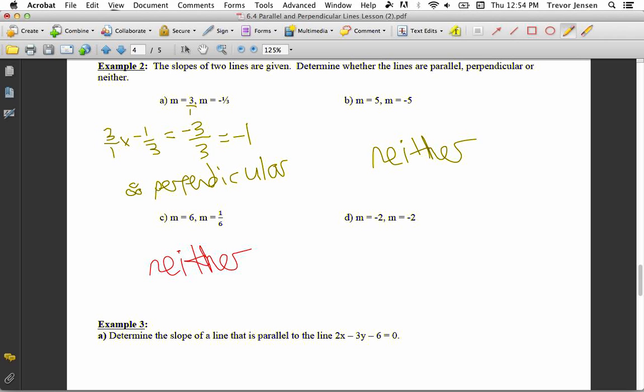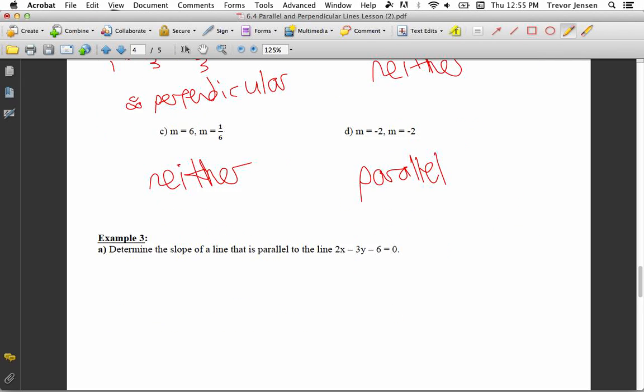How about D, a slope of negative 2 and negative 2? Those are identical, so these lines are parallel. If you were to graph these two lines, they would be lines that would never meet. Okay? You could graph them forever, and they would never cross each other.